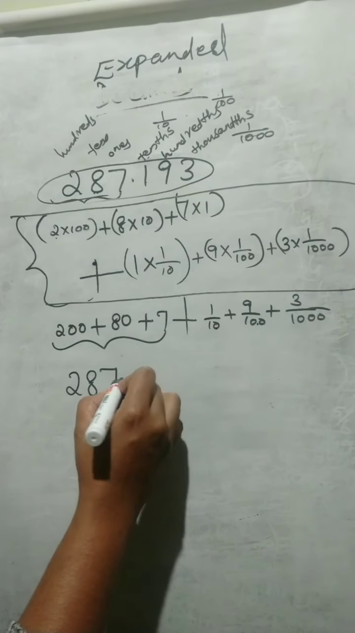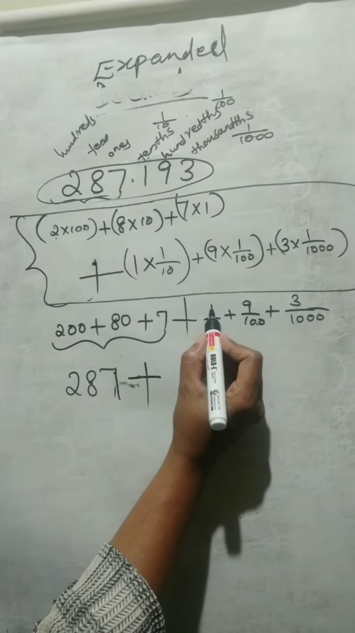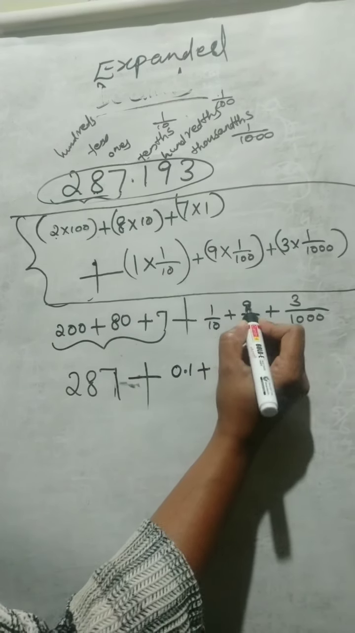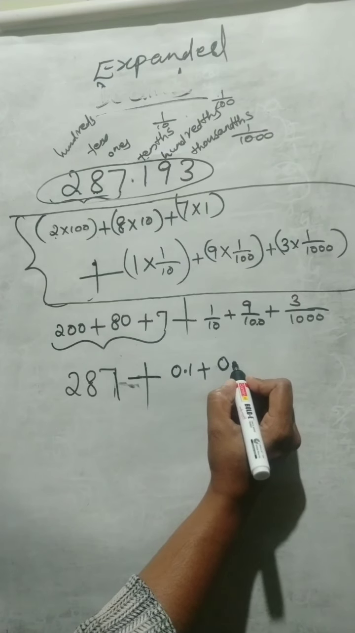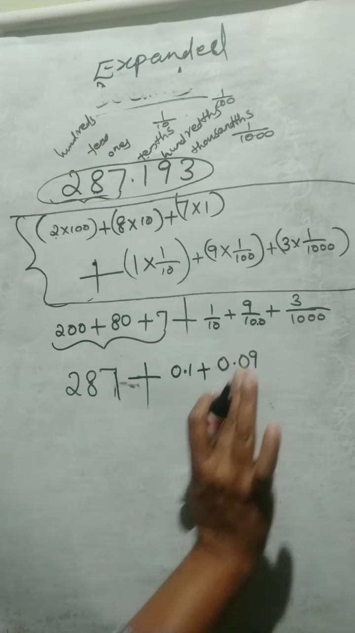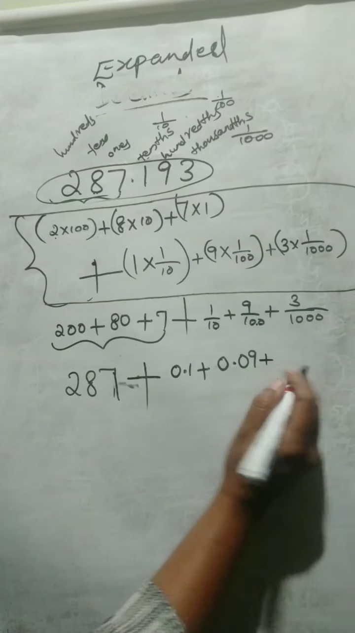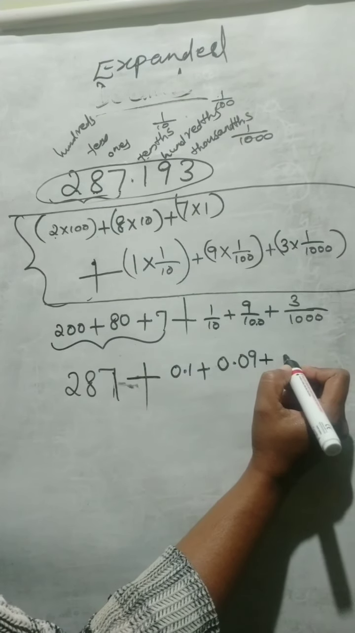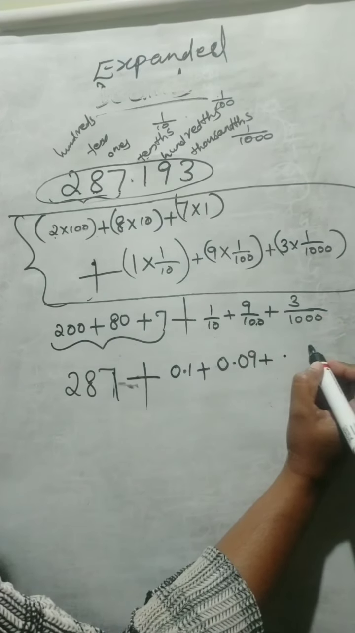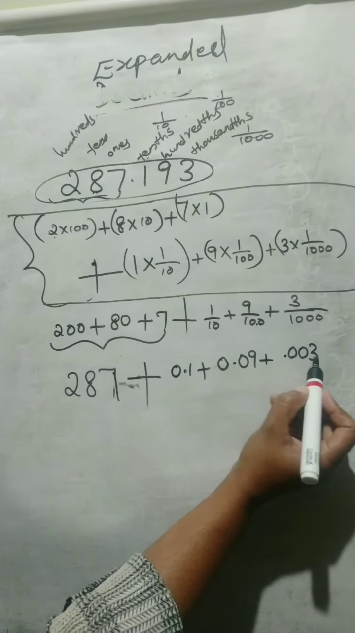Then after that, tenths, hundredths, thousandths. So how can we do it? Point or plus. Now we can write it with a point. 1 on 10 we can write as 0.1. 9 on 100 we can write as 0.09. Two zeros are there, so we have to put 2 digits after the decimal point. Then here 3 on 1000. Three zeros are there, so after the decimal point we have to put 3 digits. But here 3 is there, so before that we can keep the 2 zeros also.